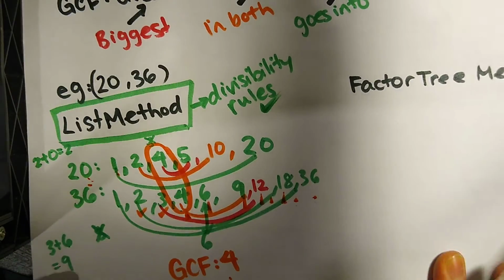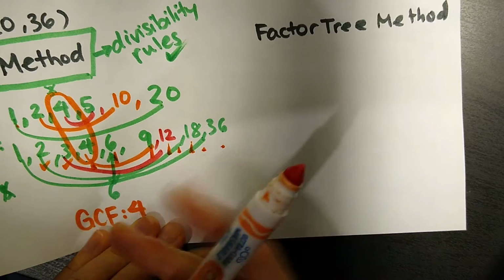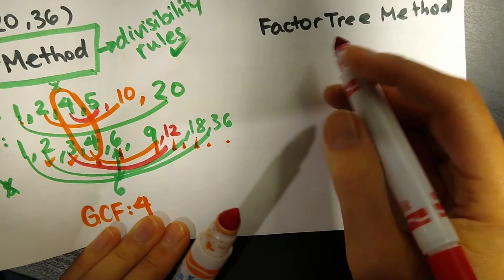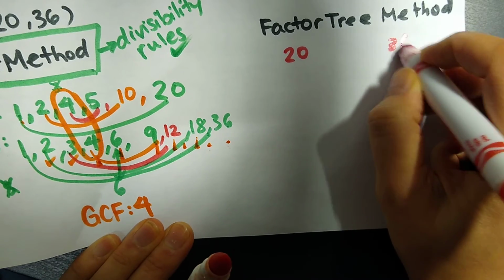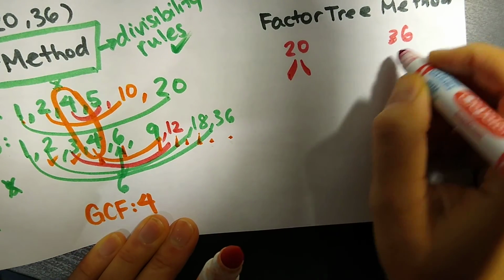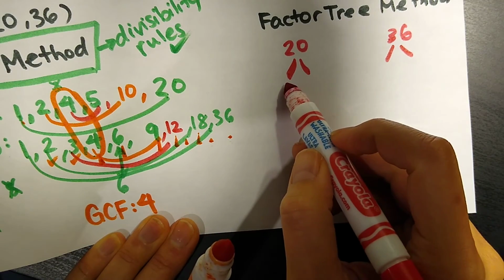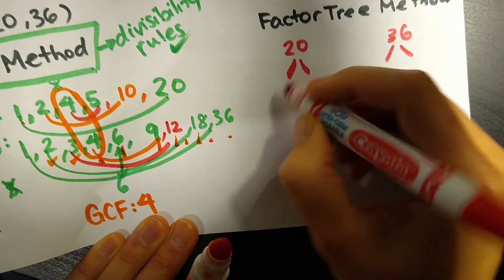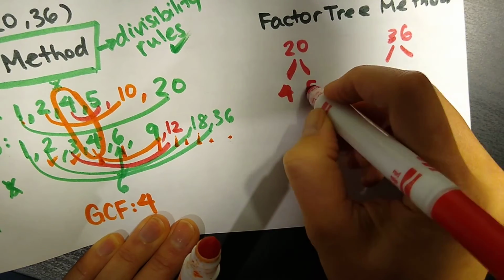The factor tree method, let's review it again, is you need to draw a factor tree for 20 and 36. When you find the factor tree for 20 and 36, let's start with 20. It's very simple. All you need to do is find a factor pair. Any factor pair will do.